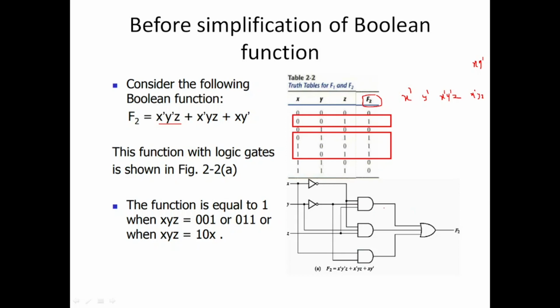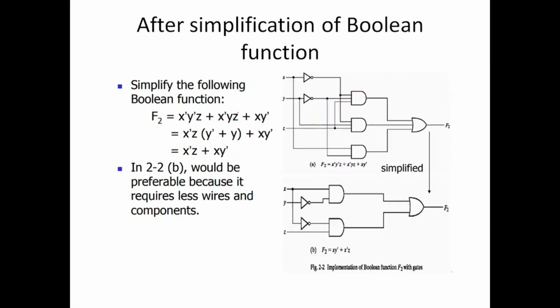So all these three AND gates have to be connected to an OR gate. Here we are having plus, so plus means we have to use an OR gate. For these three terms we have to use an OR gate here. Right? This is the circuit diagram for the Boolean function F2.